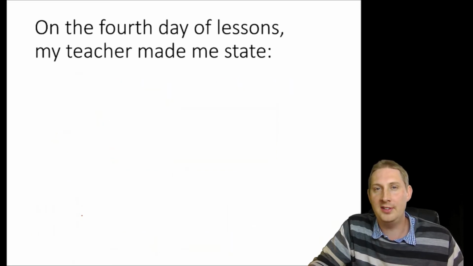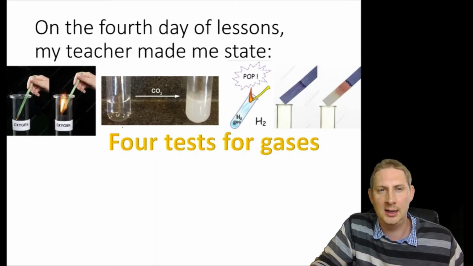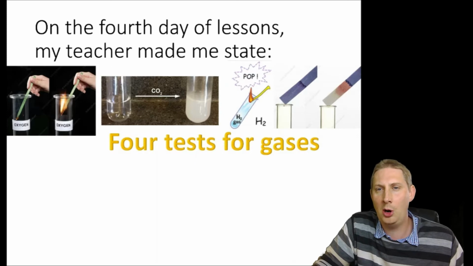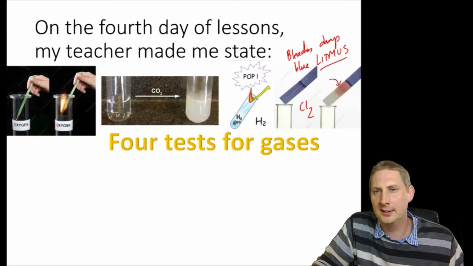On the fourth day of lessons, my teacher made me state 4 tests for gases. These you've probably done even earlier, as early as year 7 here. Testing for oxygen, relights a glowing splint. Test for carbon dioxide is lime water. Test for hydrogen is a squeaky pop. The one you might not remember is the test for chlorine, is that it bleaches damp blue litmus paper. It'll first go red and then it will go white as it bleaches.